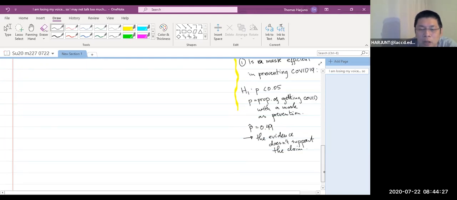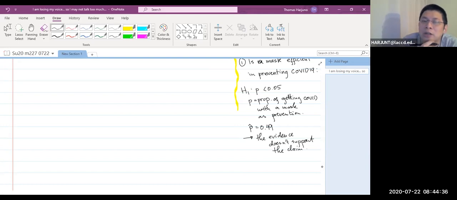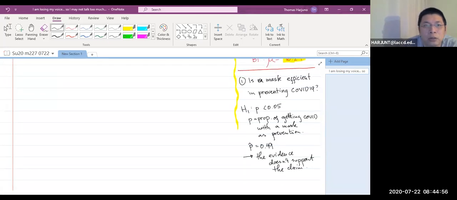Now, if you say the evidence does not support the claim, how will we, as researchers or statisticians, report that to the mass media? We will report that a mask is not efficient, right? The sample data does not support the claim that a mask is efficient in preventing COVID-19. But there's a problem here. How did you come up with that 0.05 to start with? If you had made it 0.10, very likely it would support it, right?